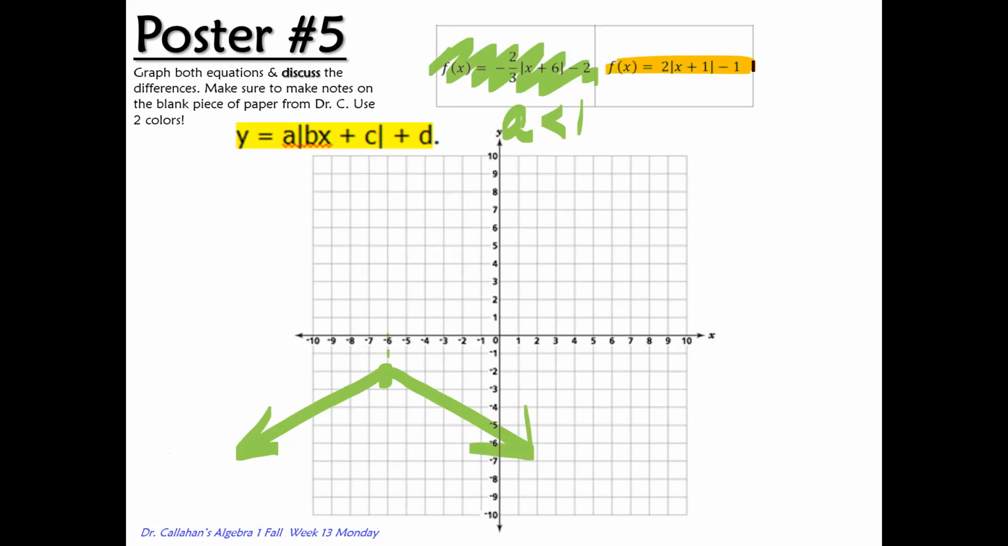Then let's go ahead and graph the second one. So this is 1 down, 1 to the left, and it is a 2, which means it's going to be narrow. Okay, so 1 down, 1 to the left, it's a happy face, so narrow, like that.